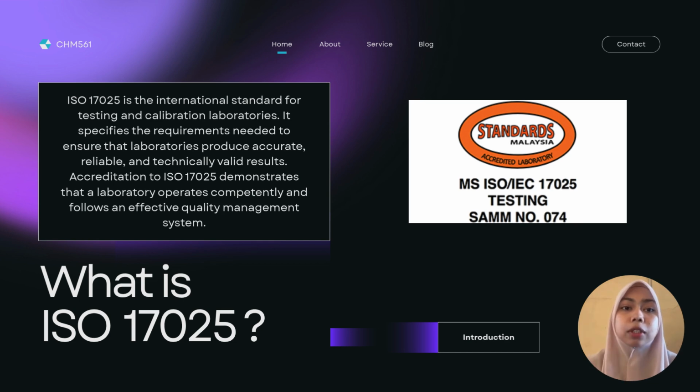Now, we jump into the ISO 17025 overview. So what is the ISO 17025? ISO 17025 is the international standard for testing and calibration laboratories. It specifies the technical and management requirements needed to ensure laboratories produce accurate, reliable, and consistent results.